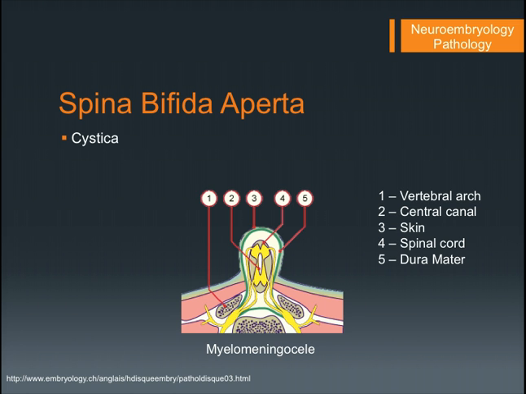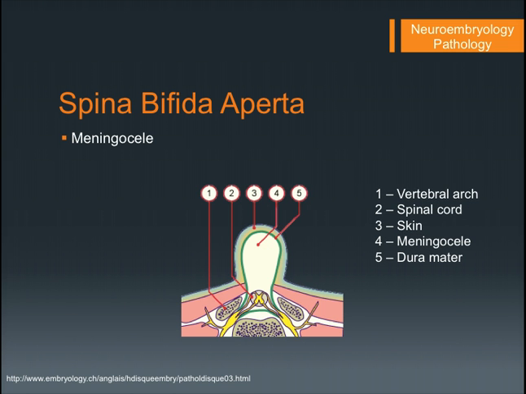Onto spina bifida aperta. First of all, we have cystic spina bifida, which is a very common one. You've got involvement of the nerves and the meninges, thus the interchangeable name myelomeningocele. It's a cyst with nerves and meninges in it. We have a meningocele, which just involves the meninges. The spinal cord is still inside the body where it's supposed to be, fully functional.